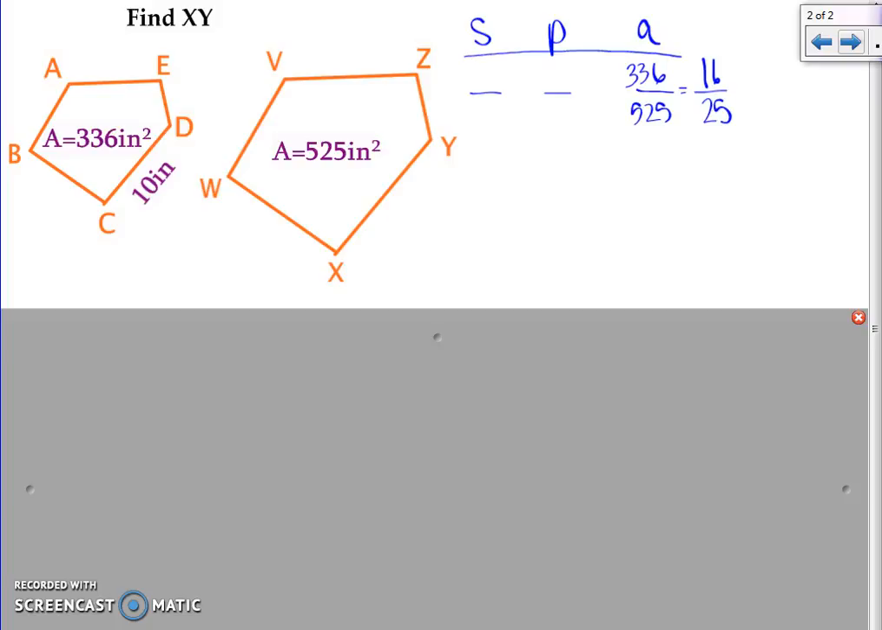Yeah, the opposite of squaring is square rooting. So to work backwards, we've got to square root 16 and square root 25. And that's our SPA filled in. Now, what are we looking for on this one? What do they want us to find? A side. So we have to pick the side ratio to do that. So we'll start here.